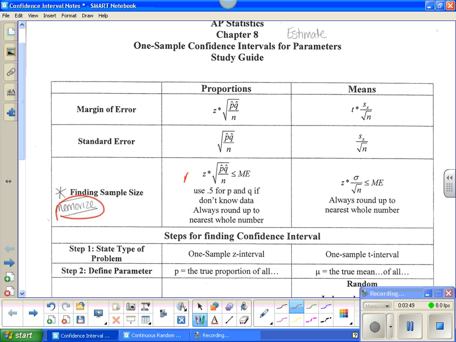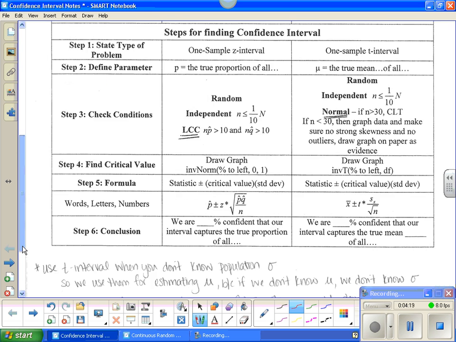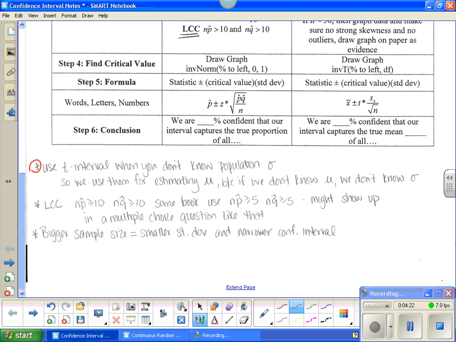Same thing for means, but I want you to look here. That's not a typo. That is a Z, not a T. So in your brain right now, you need to commit to memory that for sample sizes, it's Z's for everybody. Because if I want the sample size, I know the mean and the standard deviation of my population. Go way down here to the bottom. Read that little bullet right there to yourself.